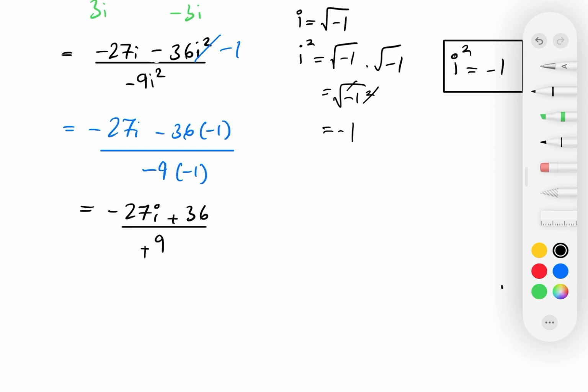Now, can this be further simplified? Yes, since both the numbers on the top are divisible by 9, which would mean that we would give it essentially negative 27 divided by 9 would be negative 3i, and 36 divided by 9 would be positive 4. All right, now, how about we go ahead and take a look at some more complex examples.